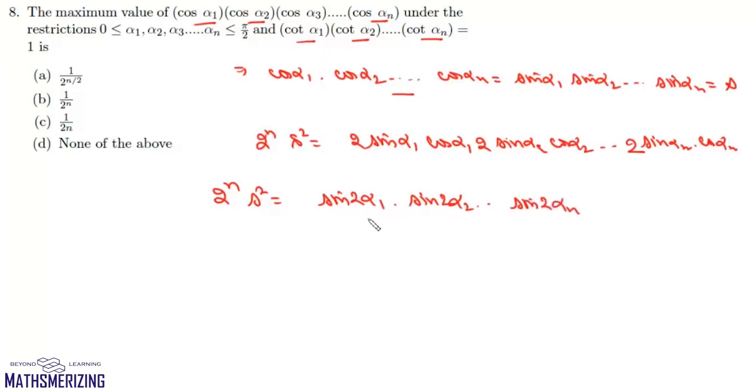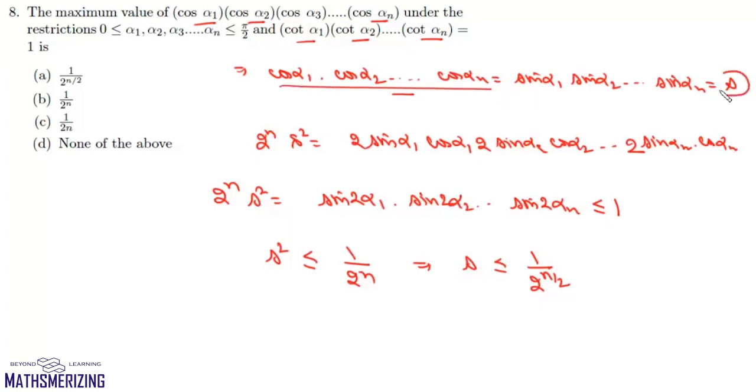Now we know that the maximum value of any sine is 1. So the maximum value of sin 2 alpha 1 will be nothing but 1. So this right hand side is always less than or equal to 1. So from here we can write s square will be less than or equal to 1 upon 2 to the power n, or this s will be less than or equal to 1 upon 2 to the power of n by 2. So the maximum value of cos alpha 1, cos alpha 2, up to cos alpha n is 1 upon 2 to the power n by 2, and that's your option A.